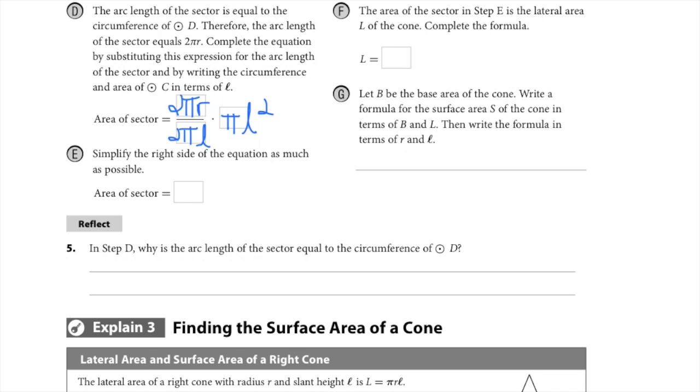Now we're going to simplify. On the right-hand side here, the 2's are going to cancel out, and so are the pi's. And then one of those L's is going to cancel with one of the L's in the L squared. Simplifying completely, we get pi r L. So the lateral area of the cone, the part around the outside of the cone minus the base, is pi r L. And so our total surface area is going to be the lateral area plus the base, or pi r L plus the area of the base, which is pi r squared.